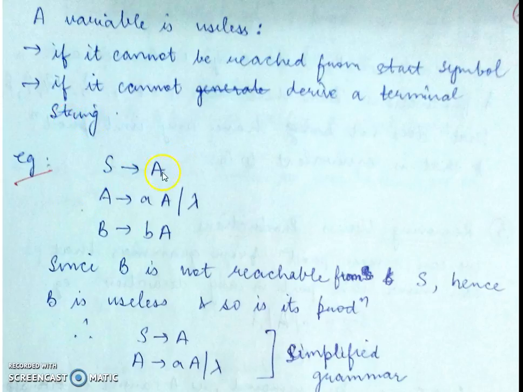Consider this example. S implies A, A implies AA slash lambda, B implies BA. Now first of all see the variable B. B is not reachable from S, therefore B is a useless variable. So I can remove it, I can strike it off. So I am left with only S implies A, A implies AA slash lambda. A generates a terminal string, and A is also reachable from S. A is useful, so it is not removed. The only removed variable is B.